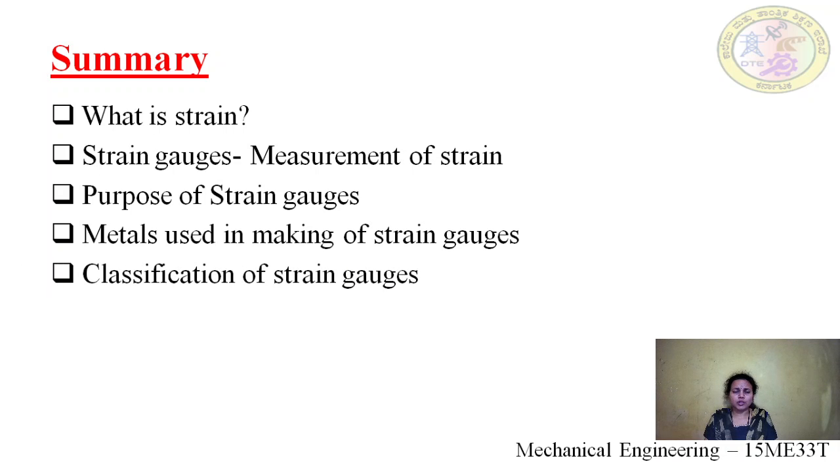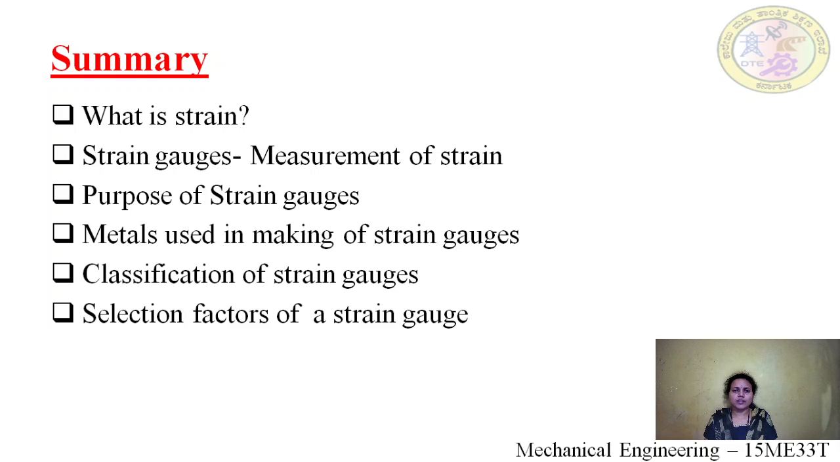The next we saw the classification of strain gauges. Strain gauges are broadly classified into 5 types. Number 1, mechanical strain gauge. Number 2, optical strain gauge, photoelectric strain gauge, then rosette gauges. So these are the classification of strain gauges.